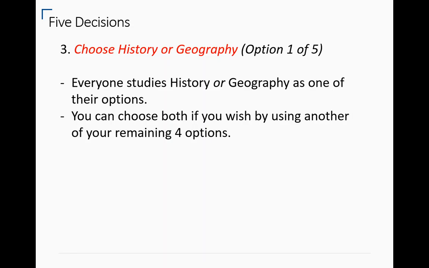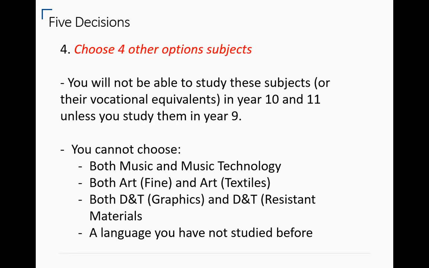So that's your third decision. Fourth decision will be your other 4 option subjects. I think I've been clear before, but I'll say it again. You'll not be able to study these subjects or their vocational equivalents in year 10 and 11 unless you study them in year 9. So basically, if you think you want to study something all the way through till the end of year 11 and get a qualification, you need to pick it now in year 9.